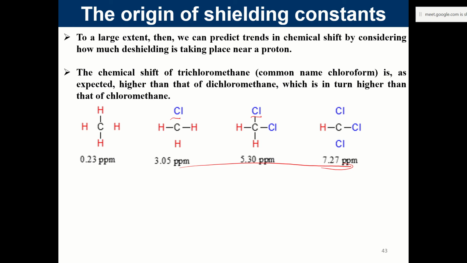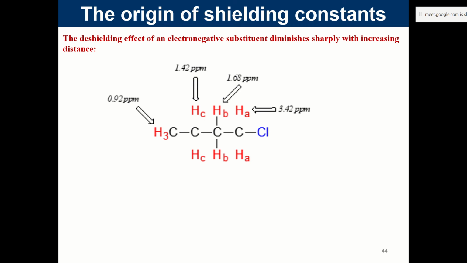You can clearly see that the chemical shift value has moved to 7.27 by attachment of the same Cl, but the number has increased. So the proton that we are considering, the proton's resonance, is now occurring at a lower value of magnetic field. It is a de-shielding effect that we are seeing.